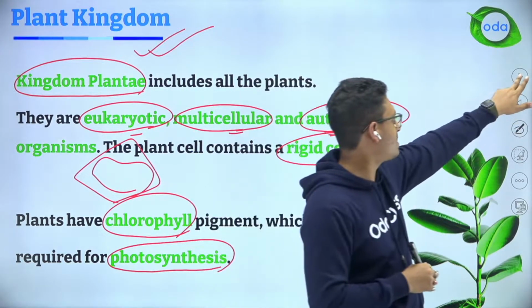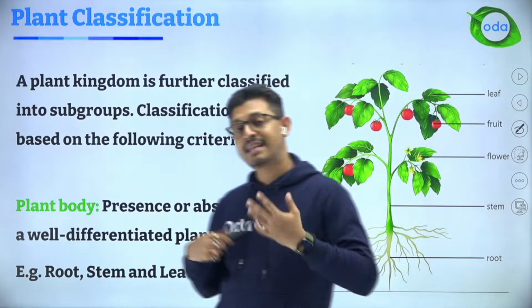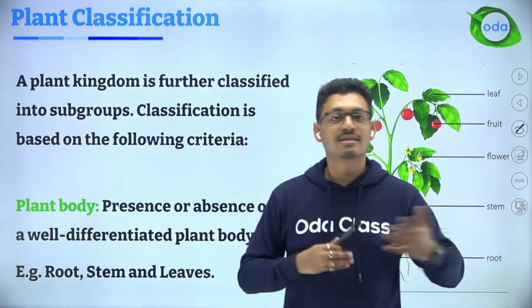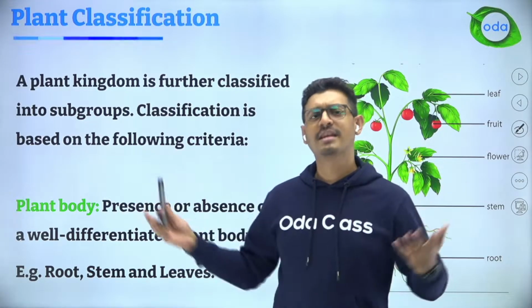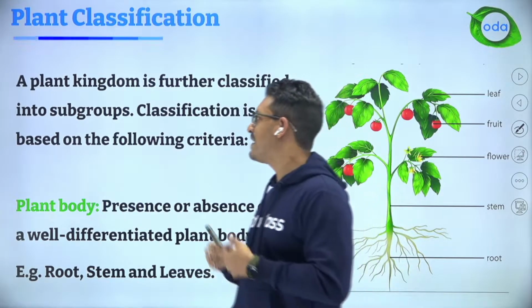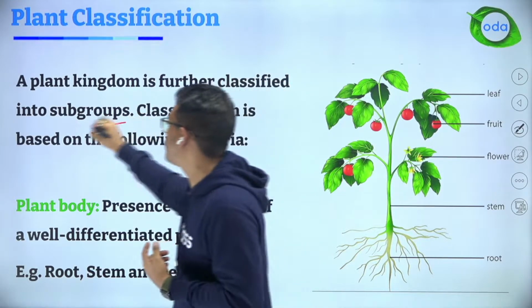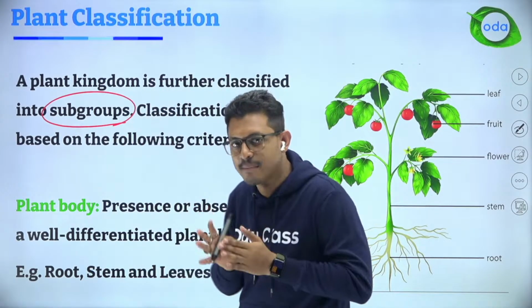Moving forward, let's understand how this kingdom of plant actually is divided. Now, when it comes to the classification of different types of plants, they're not the same thing. There are so many different types of plants. How do I segregate them into groups? Isn't it? So when it comes to the plant kingdom, they are usually classified into much smaller subgroups.